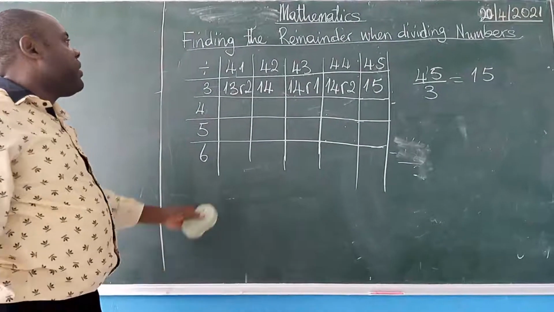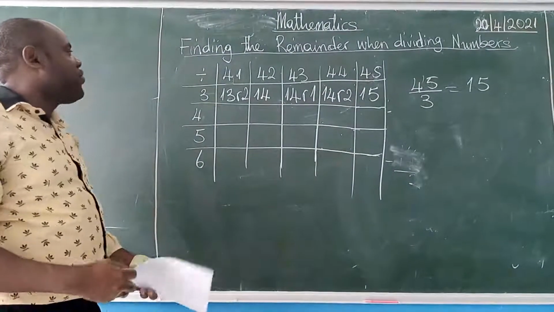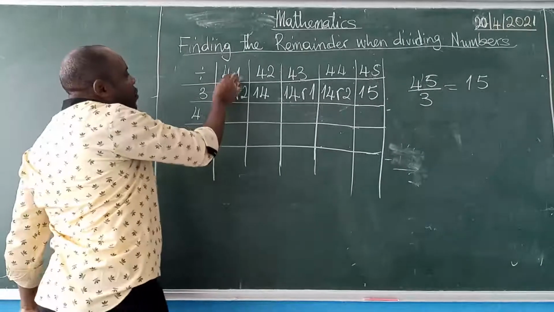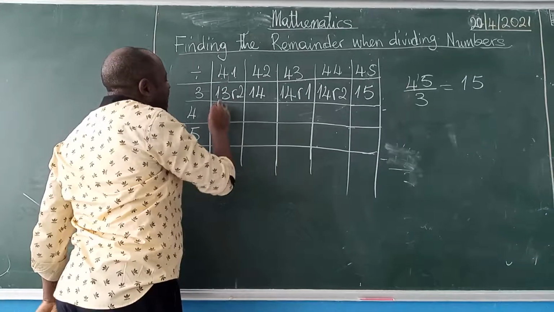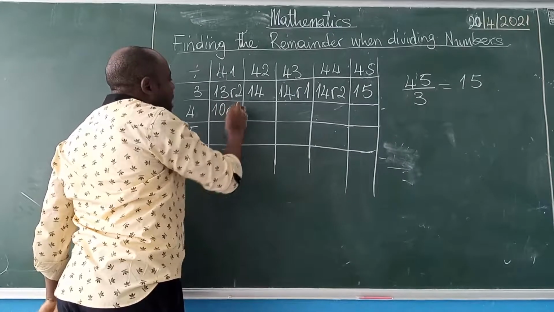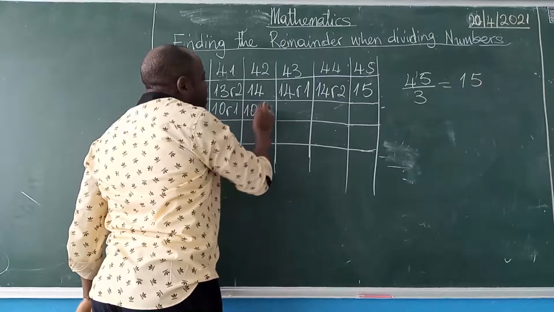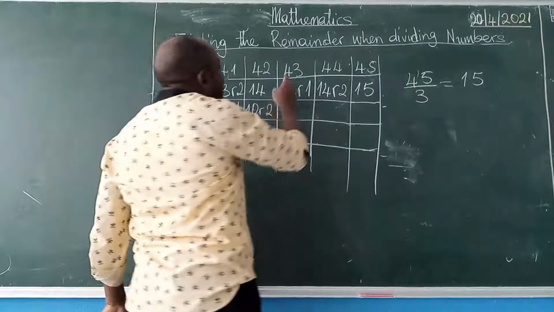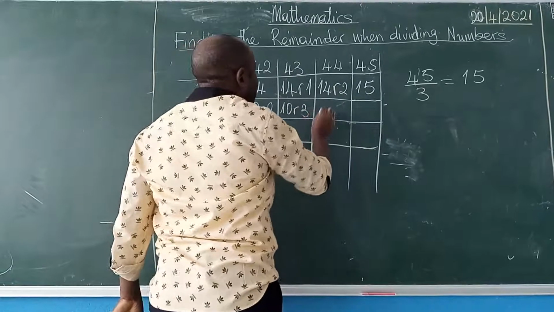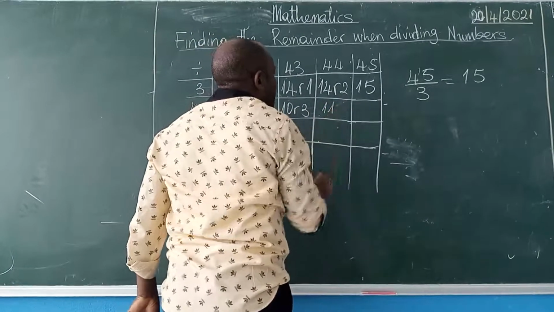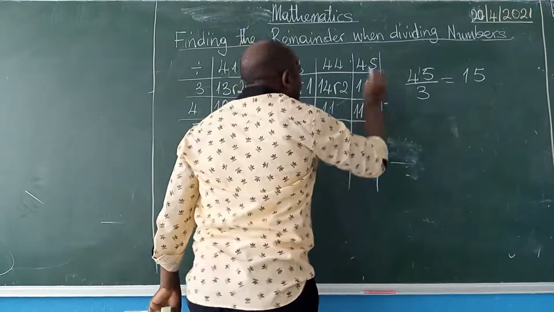Okay, beloved student, this is just the first example, and I encourage you to do the next one. If we do this one, we shall have 4 can go into 41 10 times, remainder 1. 4 can go into 42 10 times, remainder 2. 4 can go into 43 10 times, remainder 3. And 4 can go into 44 11 times. 4 can go into 45 11 times, remainder 1.